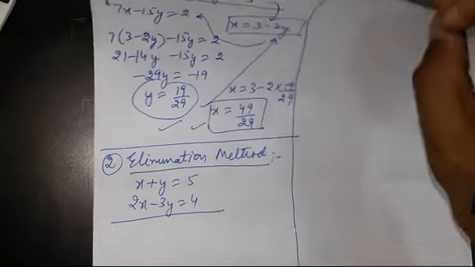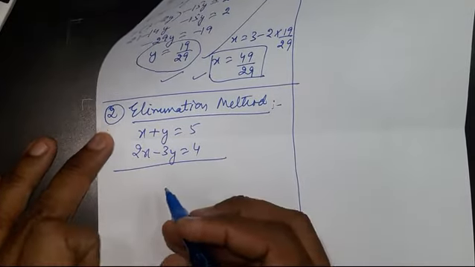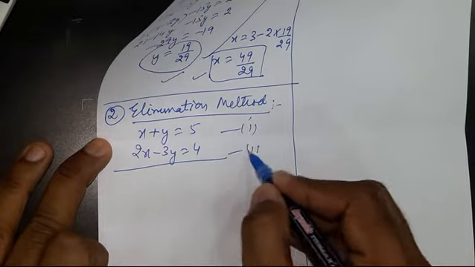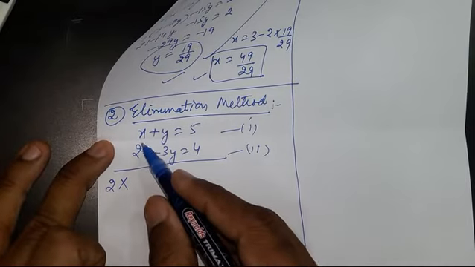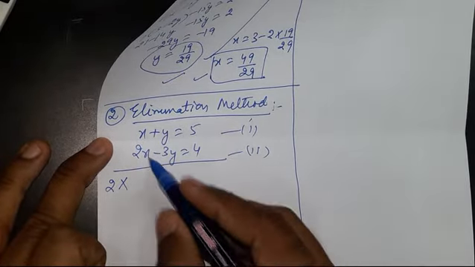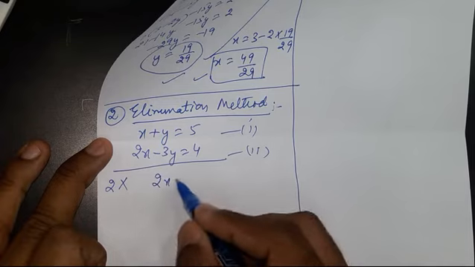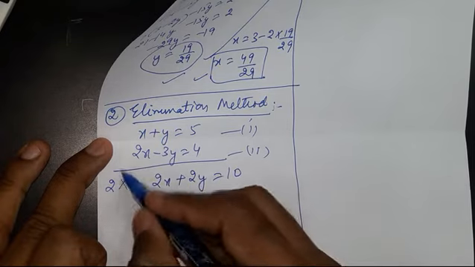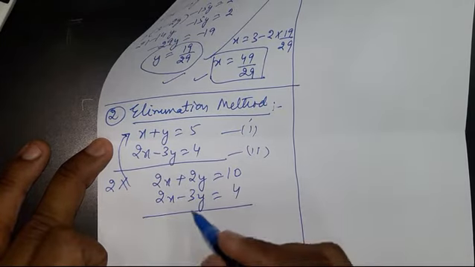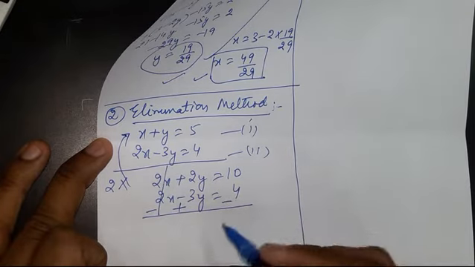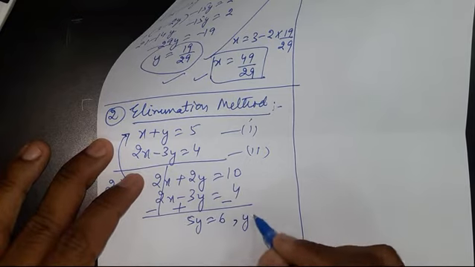So for elimination, what you can do is equalize the coefficient of either x or y. This is the first equation, this is the second equation. I am multiplying the first equation by 2 so as to equalize the coefficients of both equations. If you multiply the first equation by 2, you get 2x plus 2y is equal to 10. The second equation is 2x minus 3y equal to 4. Just subtract it and you get 5y is equal to 6 and y is equal to 6 upon 5.